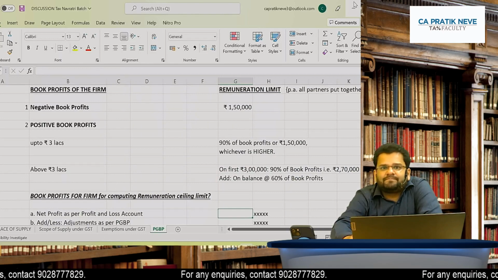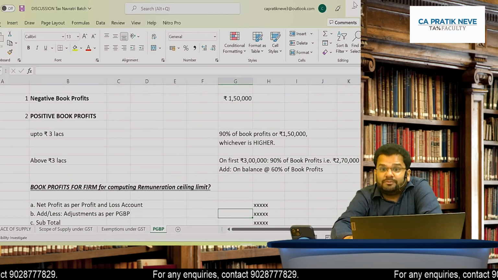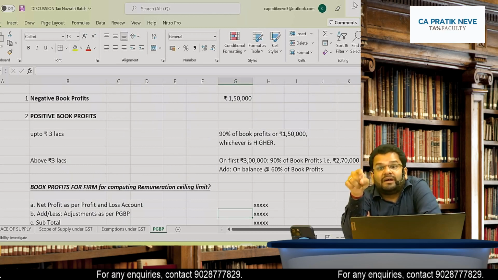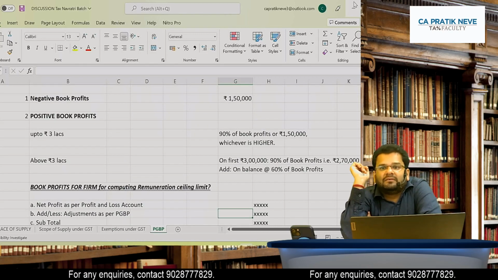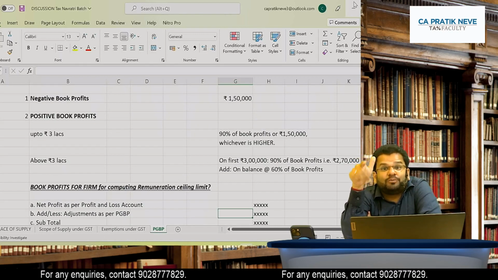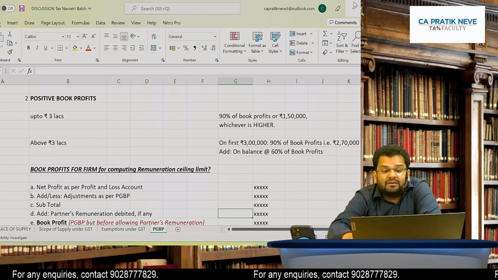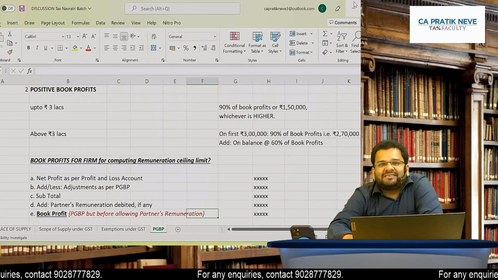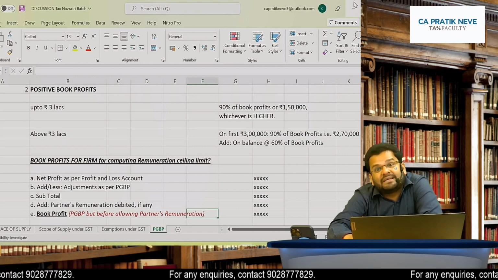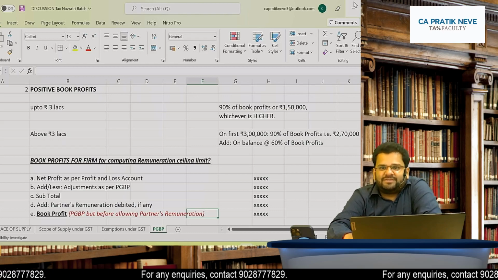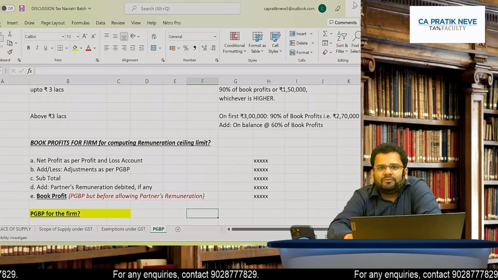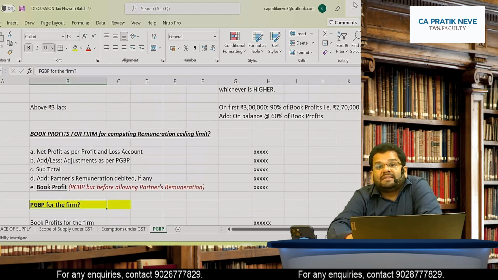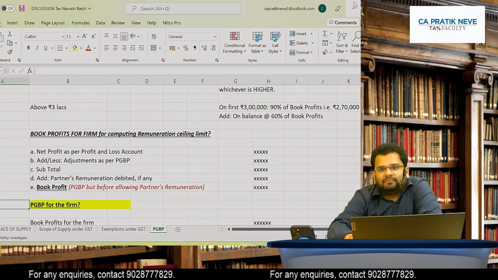Take NP, do adjustments of PGBP, and if partners' remuneration is already debited, add it back. Because what is book profit? PGBP before partners' remuneration. So if partners' remuneration is debited, please add it back to get book profits. Agreed, all of you?